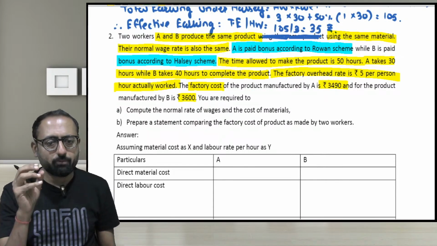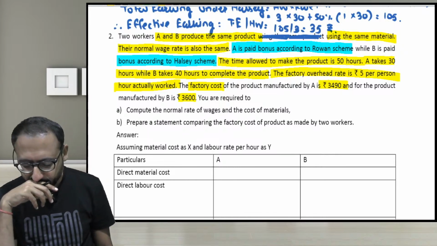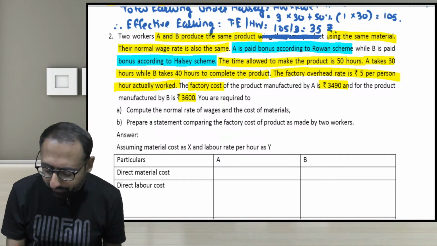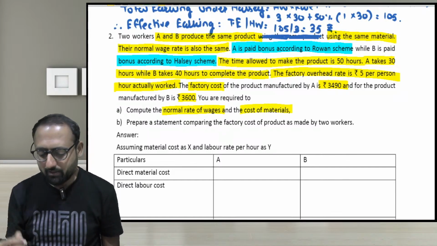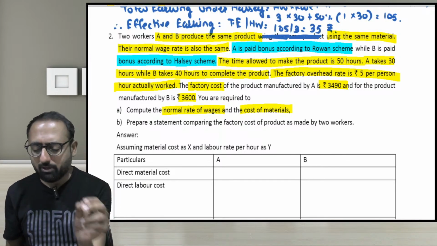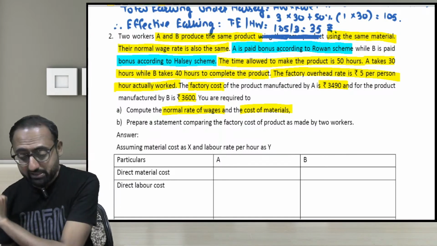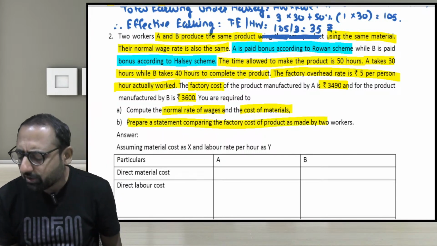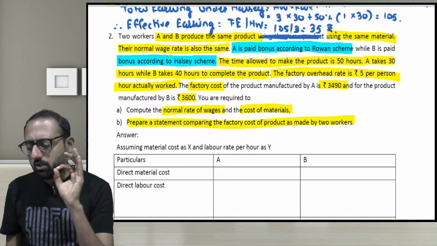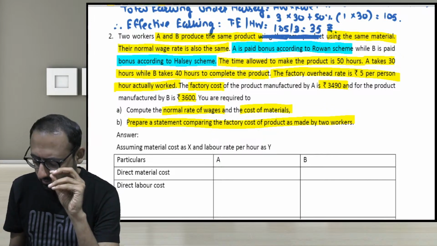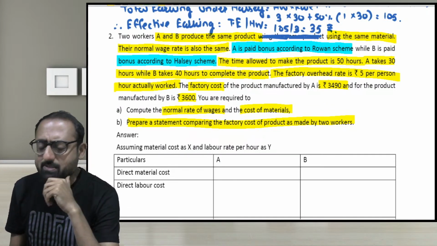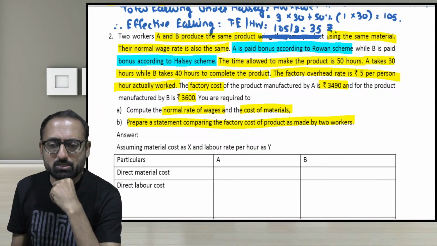The cost sheet topic will be revised later. Now you are required to calculate the normal rate of wages and cost of material, and prepare a statement showing the factory cost of the product as produced by the 2 workers.